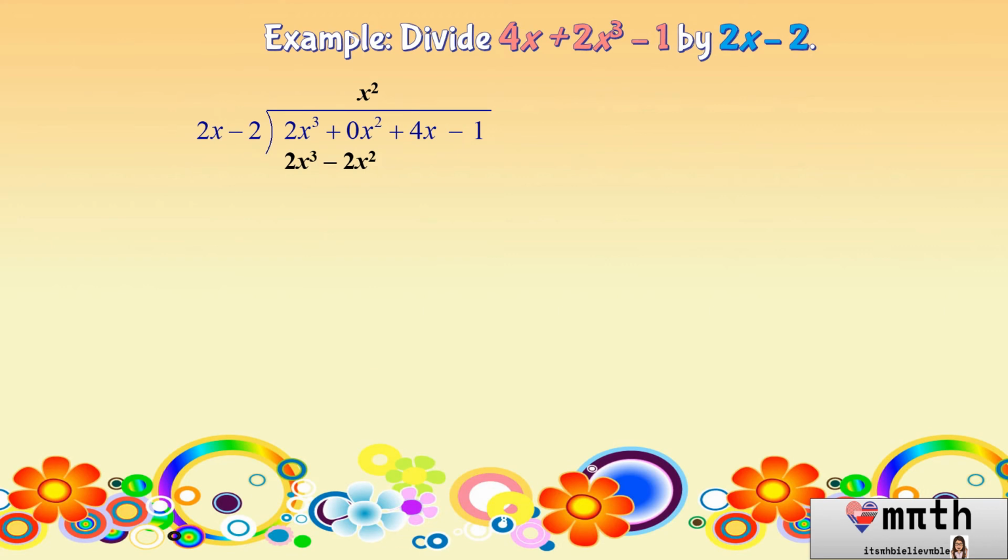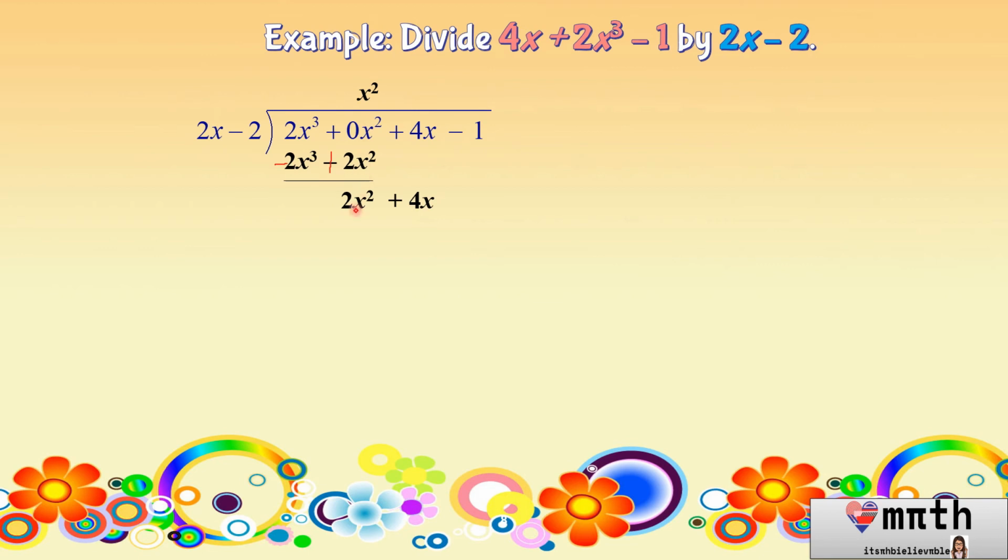And now, we're going to perform the subtraction. Since this is positive, this will be negative. And since this is negative, this will be positive. Then, performing them, that will be 2x raised to 3 minus 2x raised to 3, which is equal to 0. Then, 0x squared plus 2x squared, that will be equal to 2x squared. Then, bring down the missing term, the next term, which is 4x. So, that would be plus 4x.